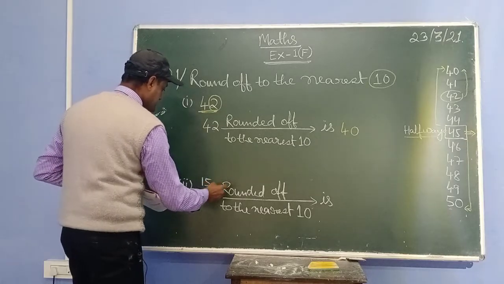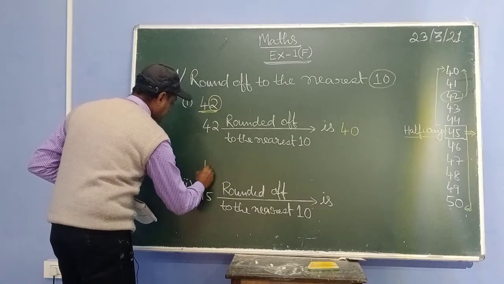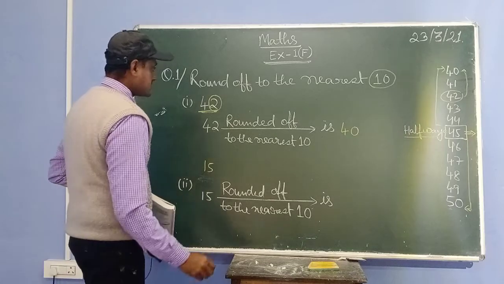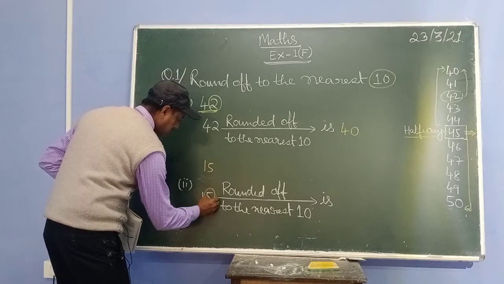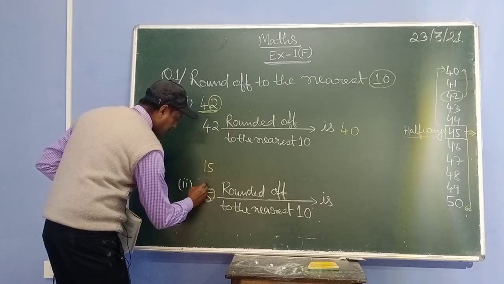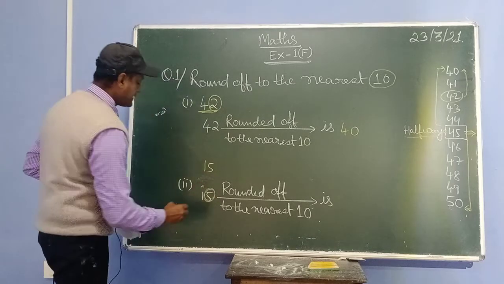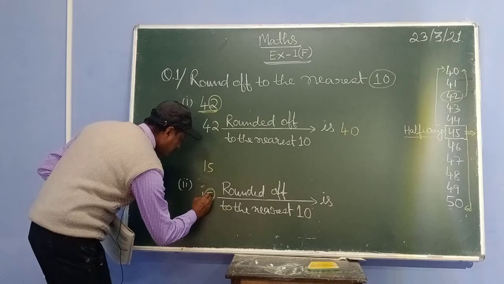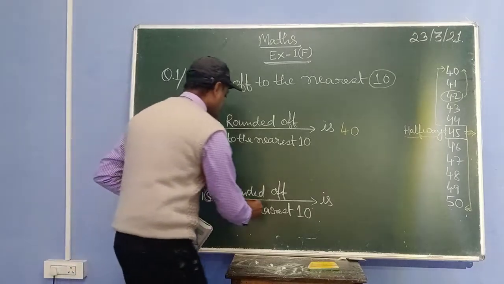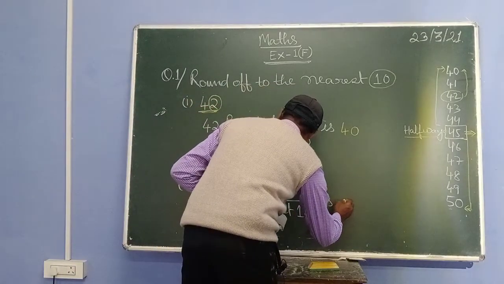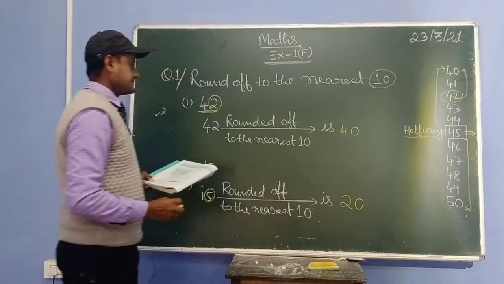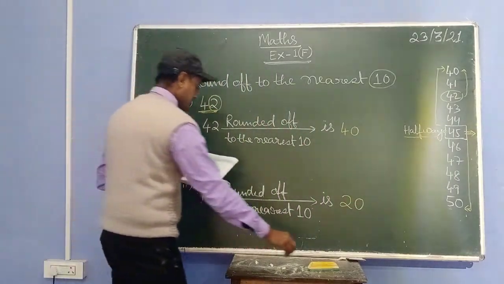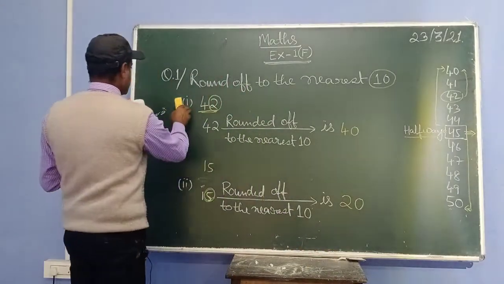Now we move to part 2, question number 2, which is 15. If you see 15, the 5 is equal to or more than 5, so we will add 1 here. So 15 means 5 is here. What will we write? Rounded off to the nearest 10, how much will you write? 20.